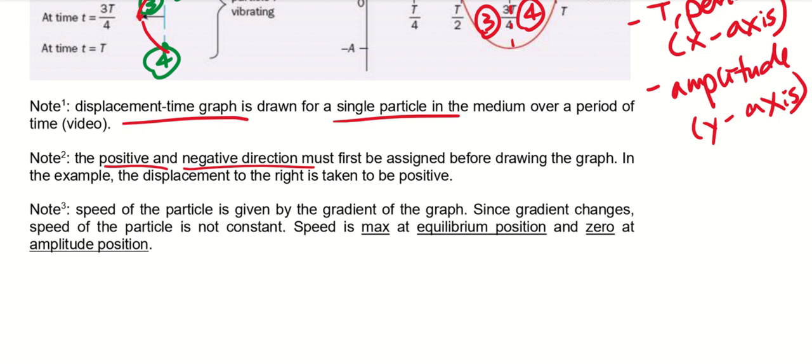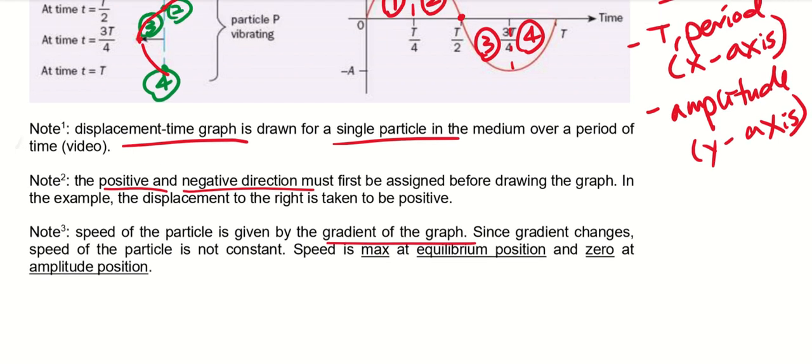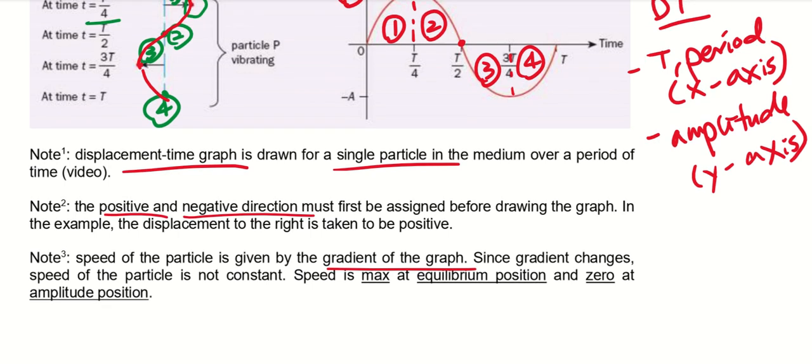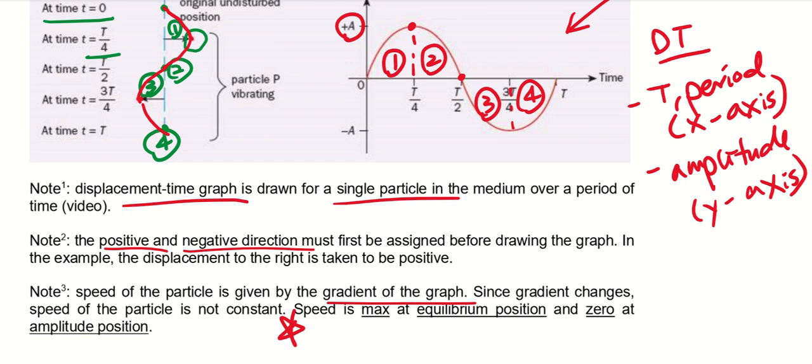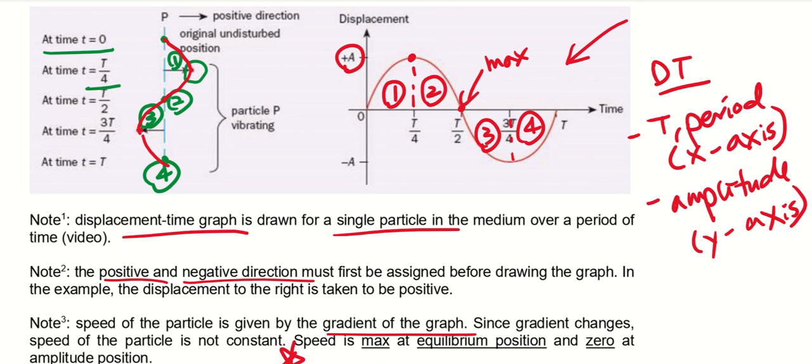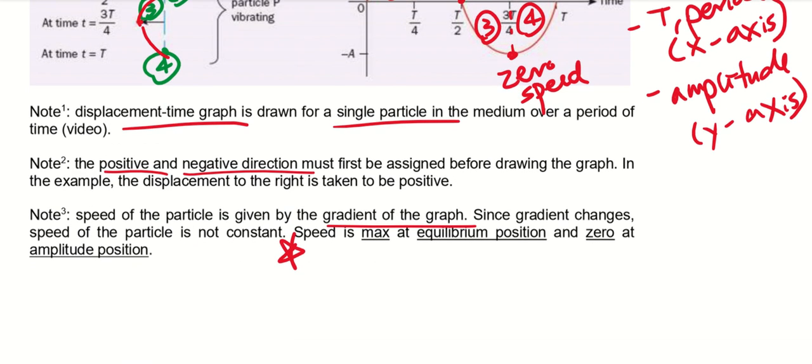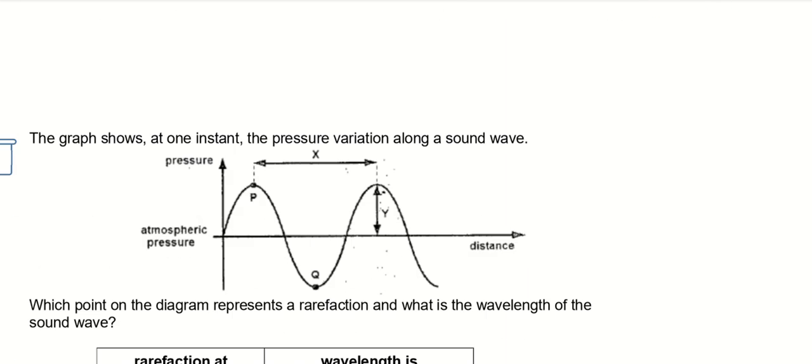Now the speed of the particle is given by the gradient of the graph. The gradient changes, so the speed of the particle is not constant. The speed is maximum at the equilibrium position. Where's the equilibrium position? Here, maximum speed, and 0 at the amplitude, because it has already reached the maximum position, so the speed is 0. So this is nothing new. You have learned it before.